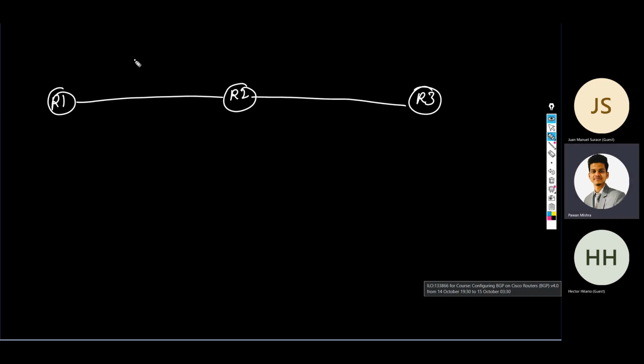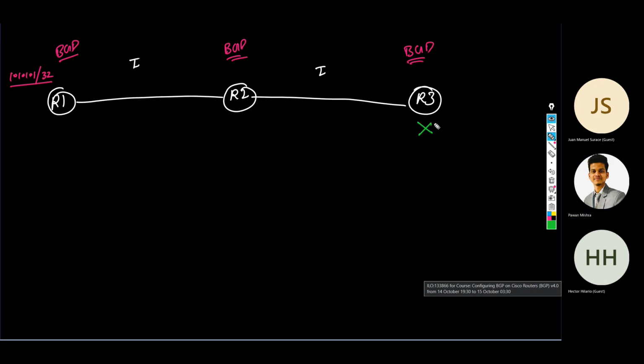And I'm using IBGP here, and here also it is IBGP, right? And this R1 router has an IP address, or we can say a loopback, that is 1.1.1.1/32, correct? If I enable BGP here, and here as well, the problem is that this R3 router is not able to receive the route, right? So what is the solution? If this R3 router wants to receive the route, what is the solution?